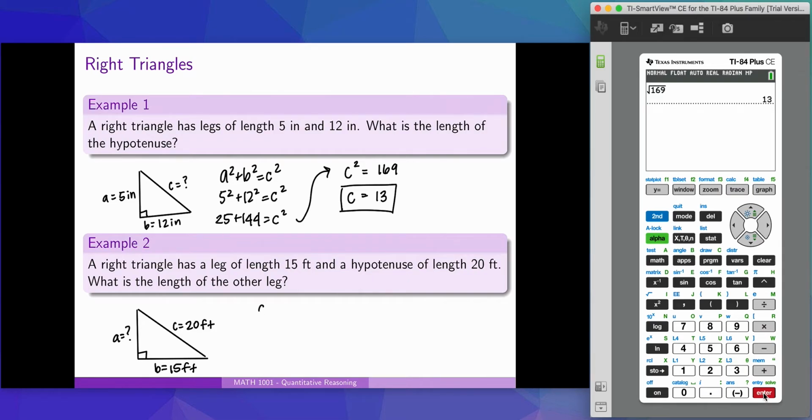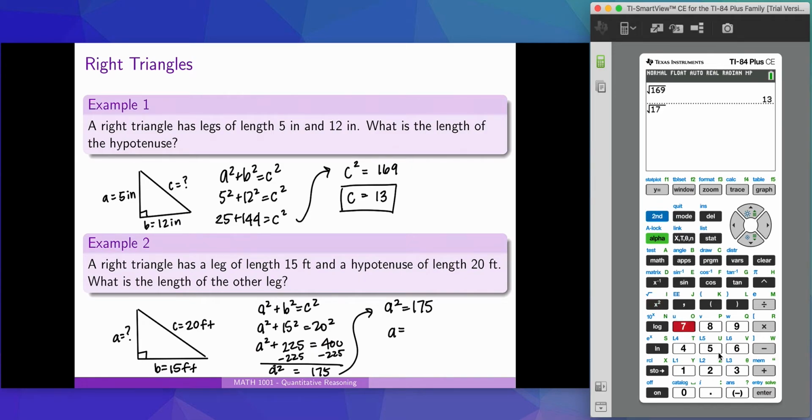All right, so a squared plus b squared is c squared. So a squared plus 15 squared is 20 squared. I'm just plugging in that b and c. If I square 15, 15 times 15 is 225, and if I square 20, that's 400. I'll subtract this 225 from both sides, and when I do that subtraction, I get that a squared is 175. But I don't want a squared, I want a, so I'll take the square root of both sides. So let's do the square root of 175.